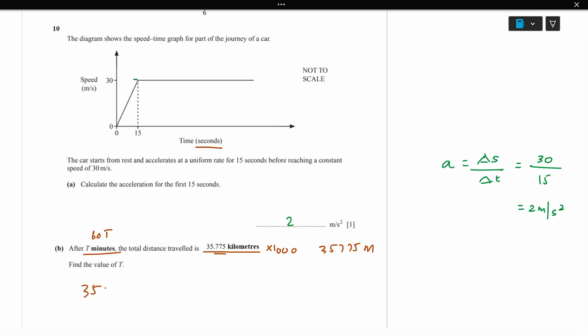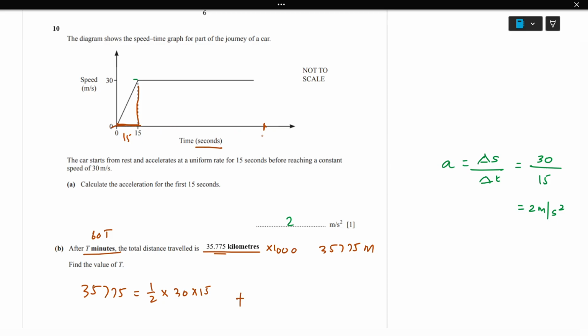So 35775 equals the distance. We need to find the area below the graph. First we'll find the area of this triangle. Here is 15 and here is 30, so half times 30 times 15, plus the area of the rest. The movement goes up to 60t somewhere here, so we need to take away this part, and we get the rest of the length.